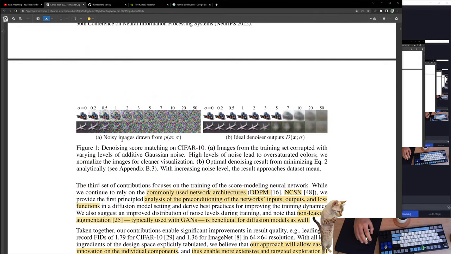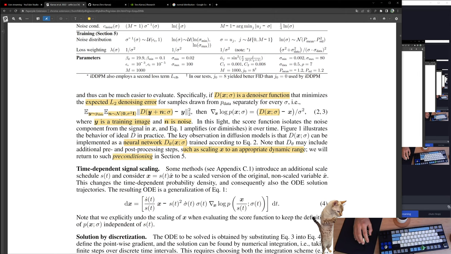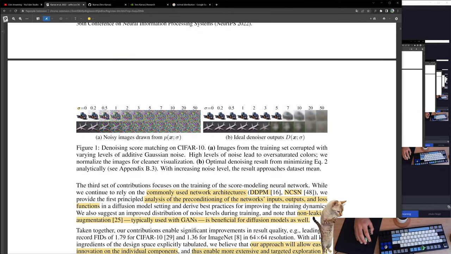so they said figure one here, denoising score matching on CIFAR-10. Images from the training set corrupted with varying levels of additive Gaussian noise. So you start with images from the training set, right? These come from CIFAR-10, a little 32 by 32 image of an airplane, little 32 by 32 image of a truck. And then you're going forward, right? Your noise is, you're increasing that, which increases the amount of noise, which is Gaussian, and you can see how when you add the image X plus the noise, right, that's what's going on here, training image Y, and then you're simply just adding the noise, then over 50 steps, right, you're just going to go to just complete noise.